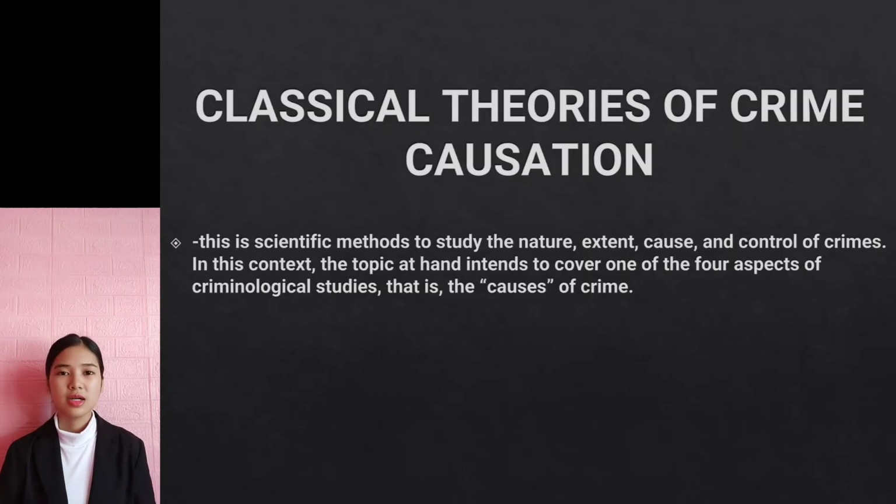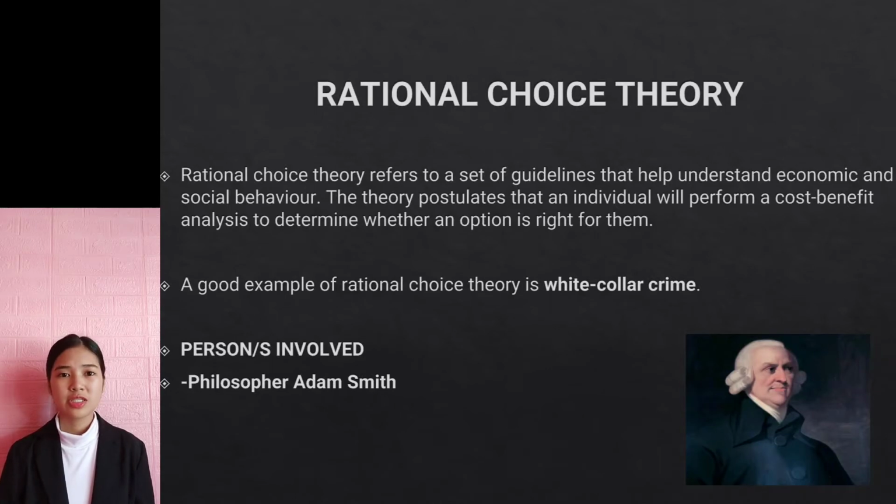So, classical theories of crime causation. This is scientific methods to study the nature, extent, cause, and control of crimes. In this context, the topic at hand intends to cover one of the four aspects of the criminological studies, that is the causes of crime. So, let's proceed to rational choice theory.